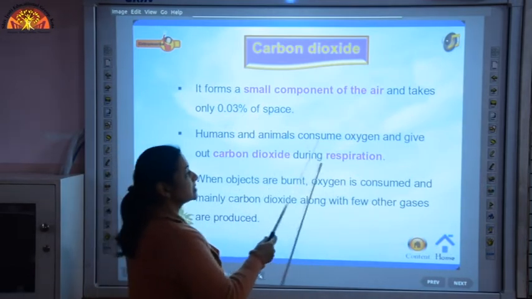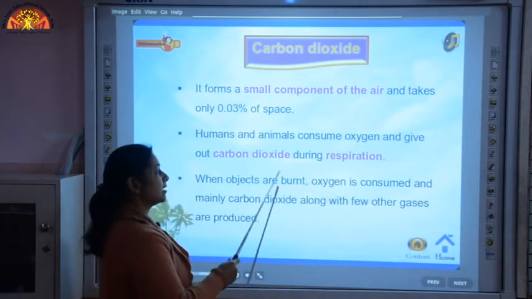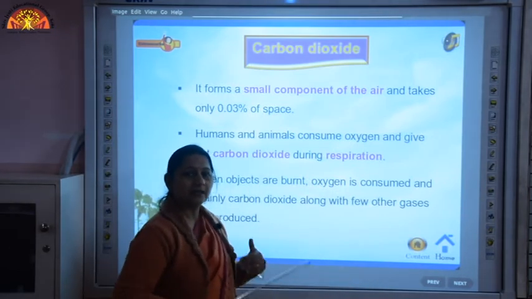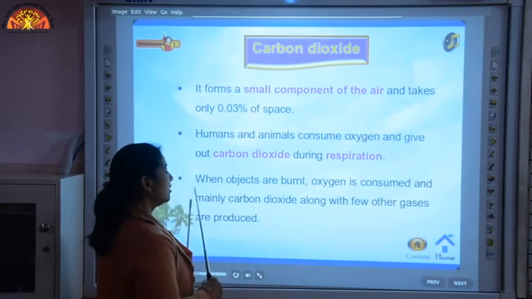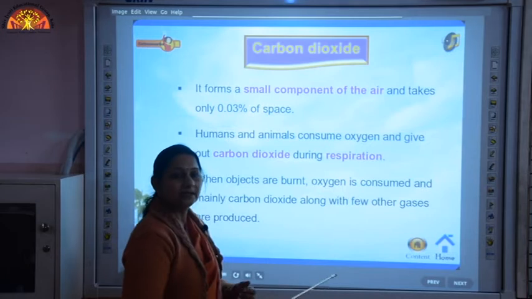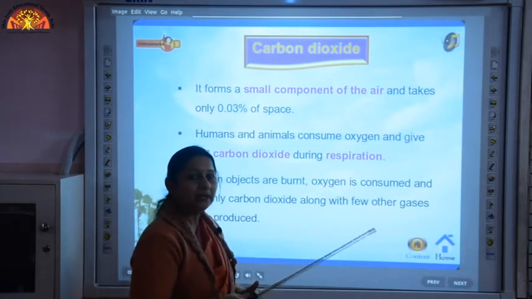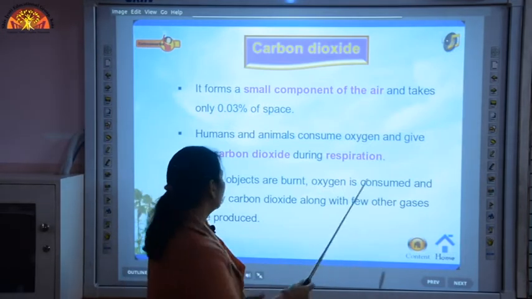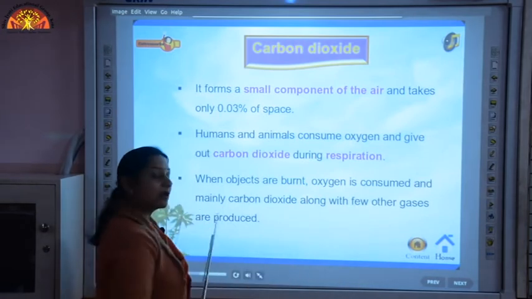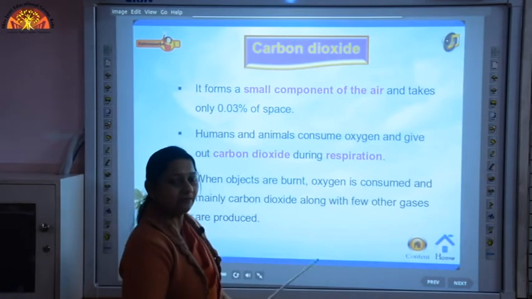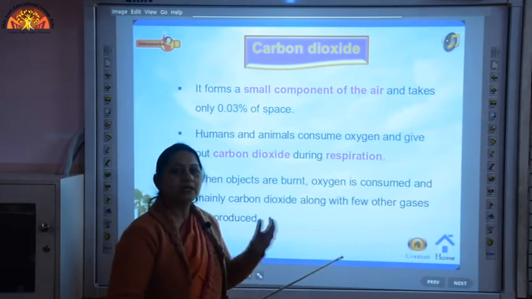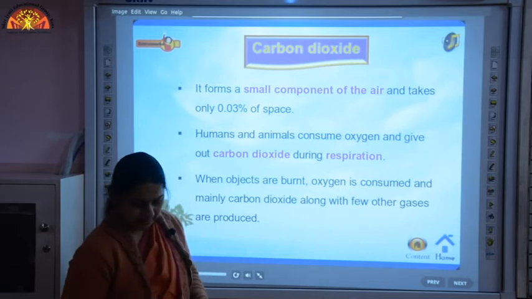Humans and animals consume oxygen and give out carbon dioxide. When we respire, when we breathe, we take in oxygen and give out carbon dioxide. When objects are burnt, oxygen is consumed, as we saw just now that when combustion or burning takes place, oxygen is required, and mainly carbon dioxide along with a few gases are produced during burning.